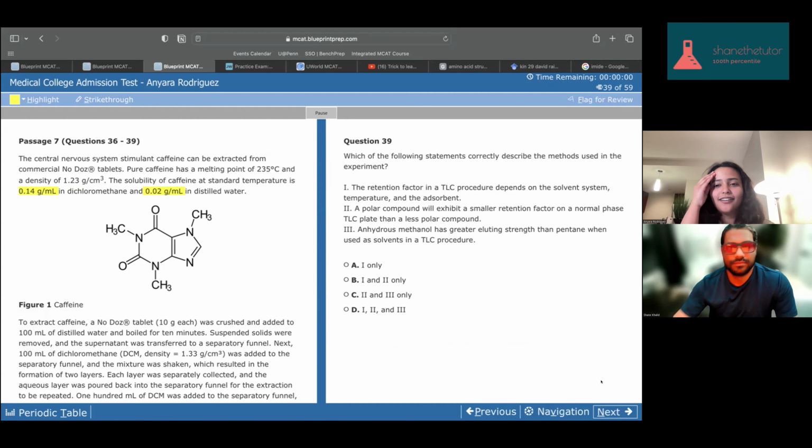Last one. Which of the following statements correctly describes the methods used in the experiment? 1, the retention factor in a TLC procedure depends on the solvent system, temperature, and the adsorbent. 2, a polar compound will exhibit a smaller retention factor. What do you think of Roman numeral 1? I agree with almost everything, except I'm not sure about temperature, whether it will influence the TLC plate.